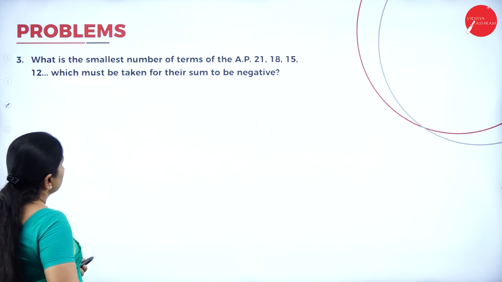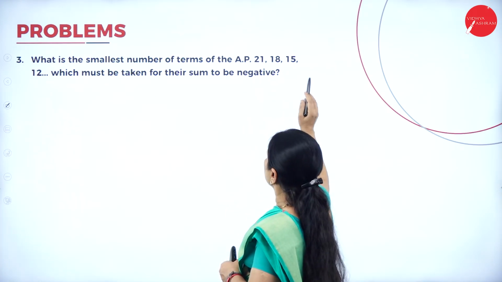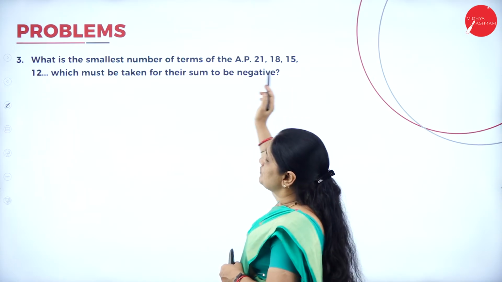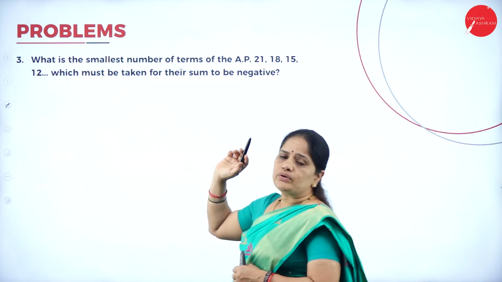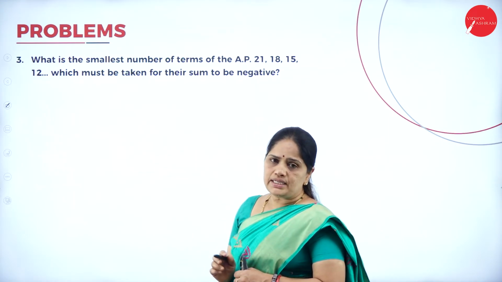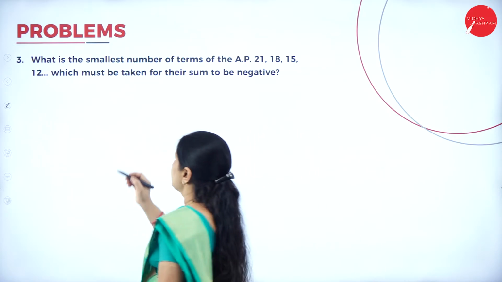Now the next problem. The problem here is, what is the smallest number of terms of the AP 21, 18, 15 and 12 which must be taken for the sum to be negative? Now we want the sum to be negative. So what is the formula we use for Sn, for the sum of numbers?